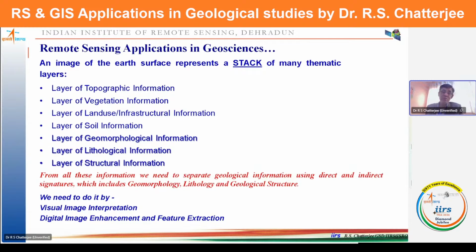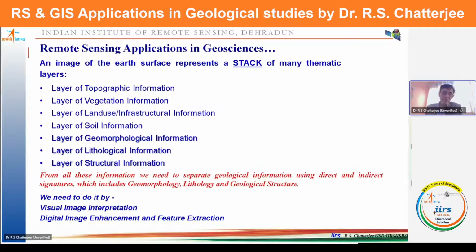Now, while we are going for geological applications, it is our job to separate out this information like geomorphology, lithology, and geological structure from the image. The same image can be used for different purposes. It can be used for vegetation, land use, infrastructure, soil, agriculture. But as a geologist, it is our job to separate out the information related to geosciences, maybe directly and sometimes indirectly, depending on whether the information is available, when it is exposed to the surface. Okay, very easy to interpret.